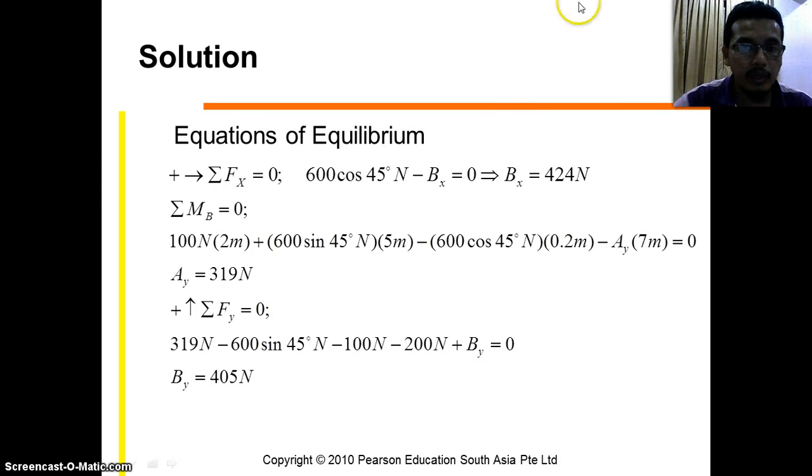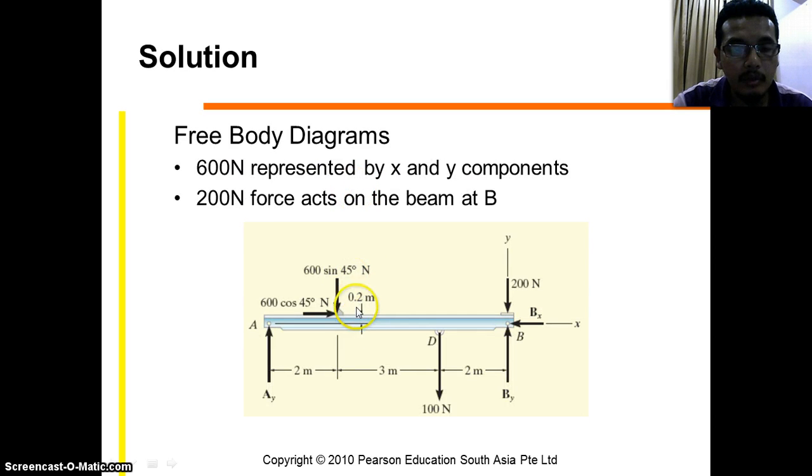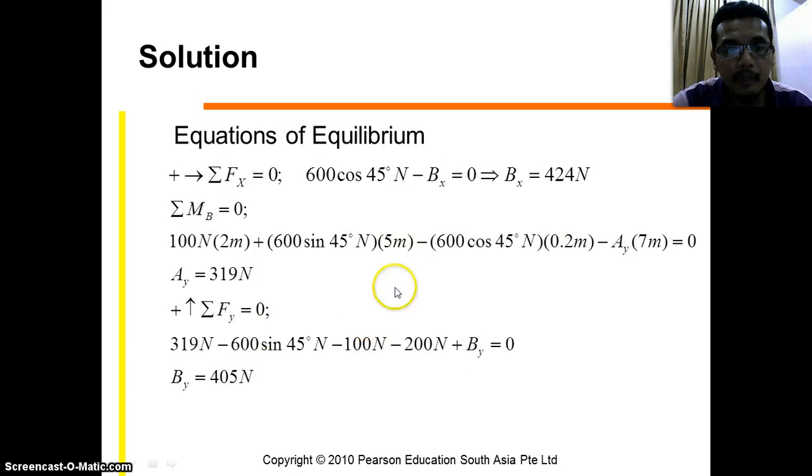Okay, in the equation of equilibrium, first we take the total resultant force in the X direction equal to 0. What will be the total resultant force in X component? This will be 600 cos 45, in the direction of positive X, and Bx in the direction of negative X. There are only two forces in the X component; Ay, 600 sin 45, D, 200 and 100 are all in the Y component, not in the X component. So 600 cos 45 minus Bx is 0, so Bx equals 424 Newton.